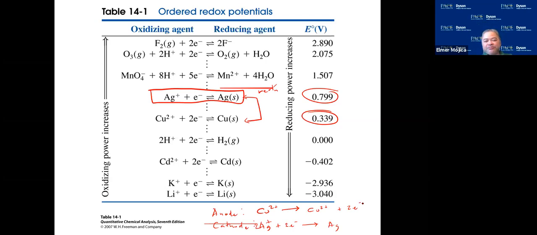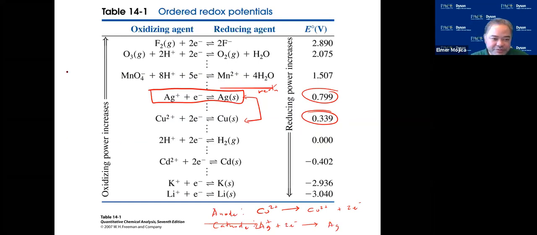So the reduction potential table is a useful tool to predict which one undergoes oxidation and which one undergoes reduction. The higher value, or the more positive value, will undergo reduction, while the more negative value, or the lower value, will undergo oxidation. Okay?